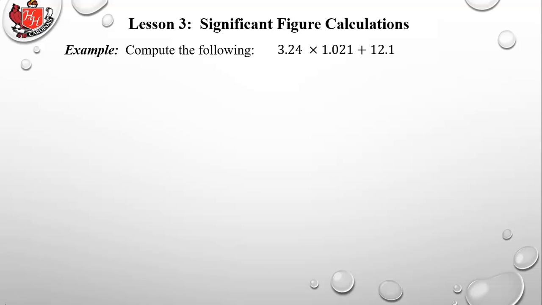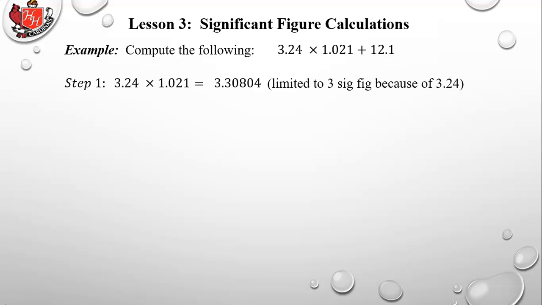Okay, so here we have 3.24 times 1.021 plus 12.1. So you have to do both a multiplication Sig Fig and an addition Sig Fig. So first, PEMDAS says that we do the multiplication first. And if you multiply those two numbers, you get 3.30804. Now what you do is you keep track of how many significant figures, but you don't actually cut them off or round them at that point.